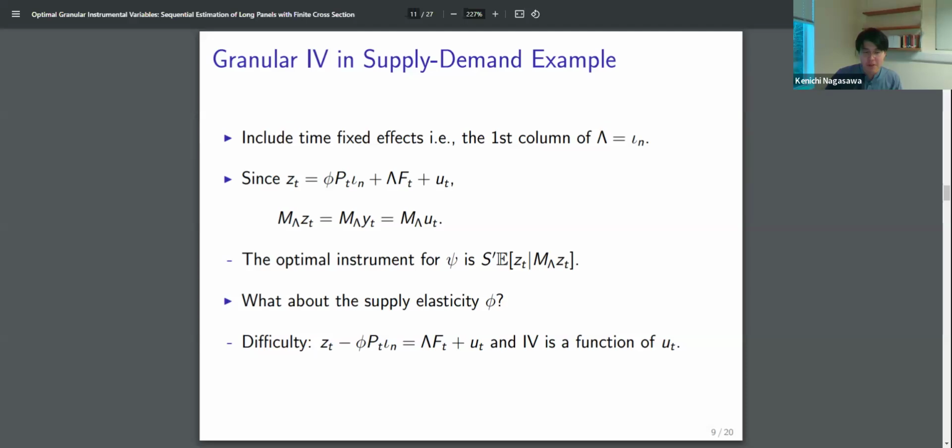You need to be careful, because the error term in the supply equation contains the u_t, and that's what you use to construct the instrument. So if you are not clever, if you don't change the equation in a clever way, this error term u_t is going to be correlated with the IV. So this IV doesn't work as is. So you need to do something else. Okay, so then I'm going to talk about how to solve this issue of estimating the supply elasticity phi.